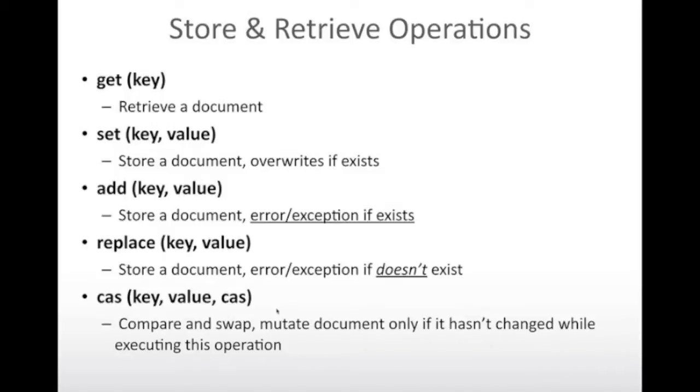I typically use add and replace. So add is storing a document, but it gives me an error if it exists already. And this helps me with logic. If a user is doing registration and I don't expect their document to exist, that key should not exist. It should be unique. And if it exists already somewhere, I have maybe a logic flaw. So these exceptions or errors are valuable.